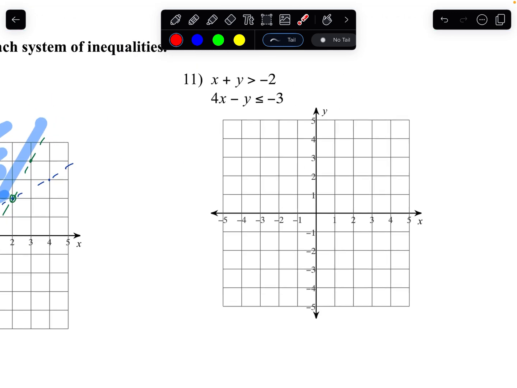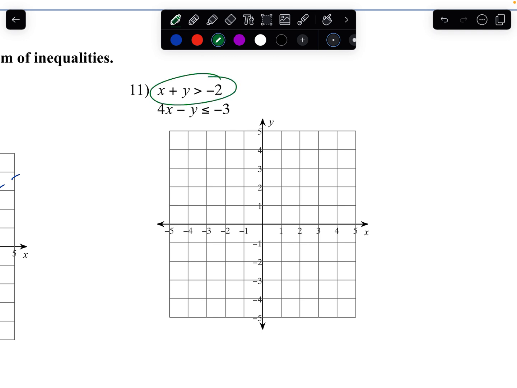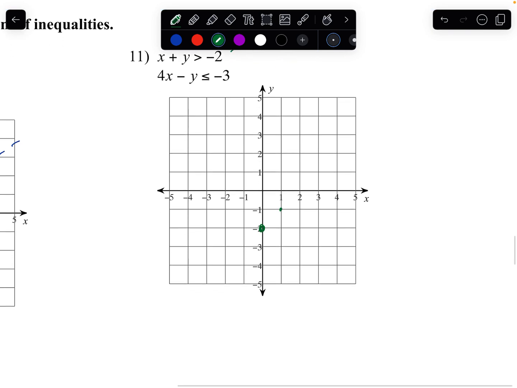So for this next one, for 11, we're not solved for y, so I'm going to subtract that so that I get y is greater than -x minus 2. Okay, so graph that. It has a y-intercept of -2 and a slope of -1. And then I'm going to draw dashed lines through for this one right here.